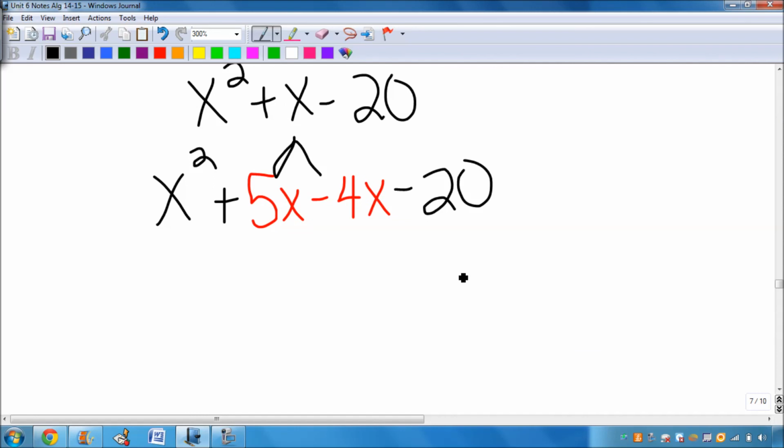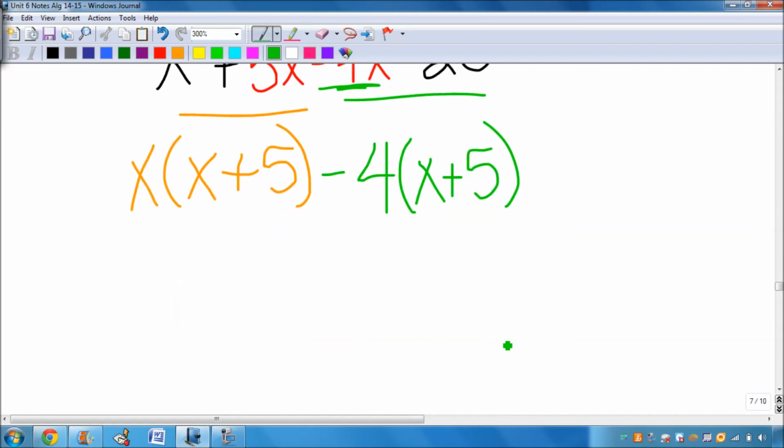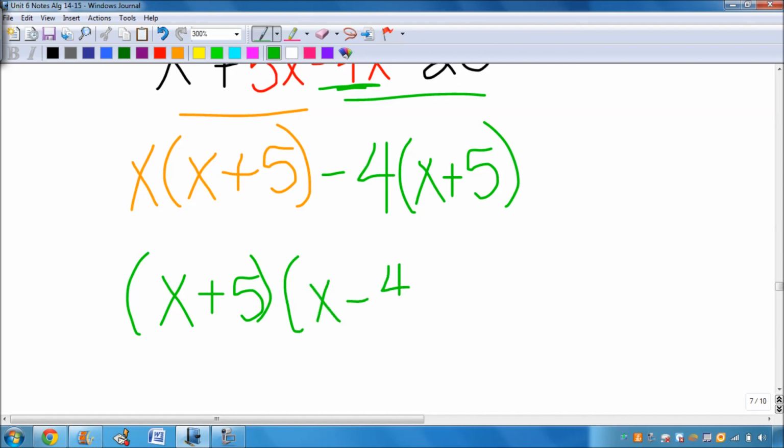So then we end up getting our two groups. Here's my first group, here's my second group right here. And when you look at your first group, the only thing that's in common is an x. So I'm going to factor out an x, and then I have x plus 5 left over. Okay, and then in the second group, the only thing that's in common is 4, but the leading coefficient is negative, so I'm going to take out a negative 4, and then I have x plus 5 left over again. So then I end up having my common factor being x plus 5, and then I have x minus 4 left over.